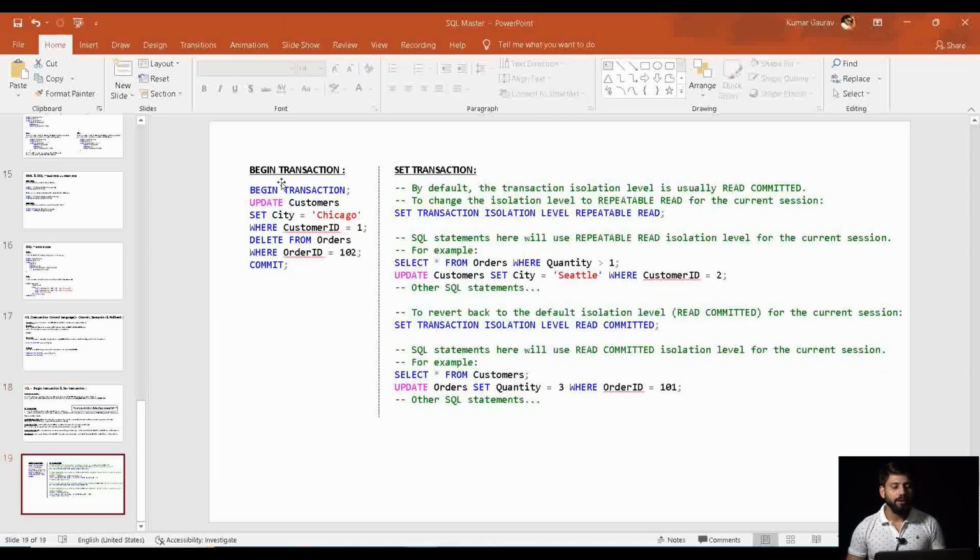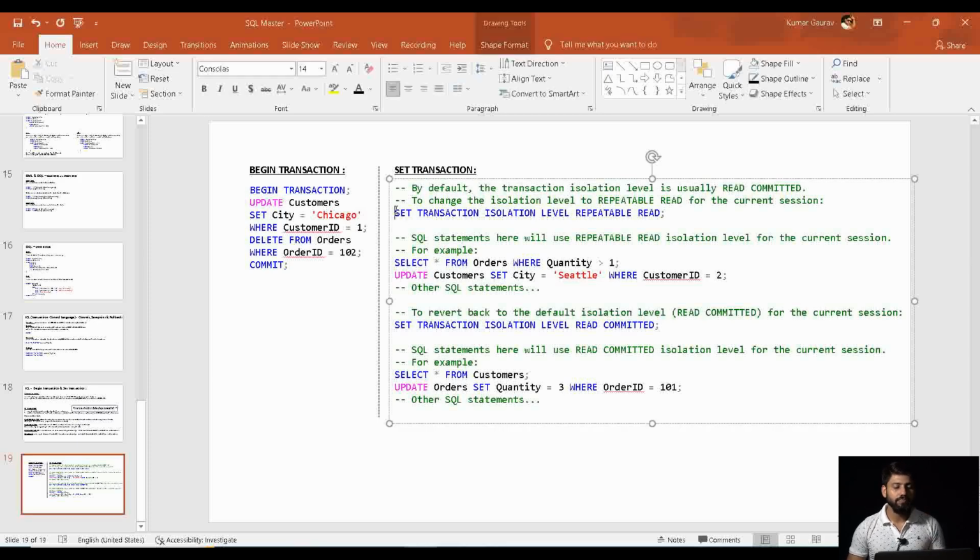Now we have one example for begin transaction, which I have already covered, and in set transaction we just have this syntax: set transaction isolation level. This will be common in each, and after that you can provide any of the 4, and you can hit and try and see how it behaves in your SQL Server.